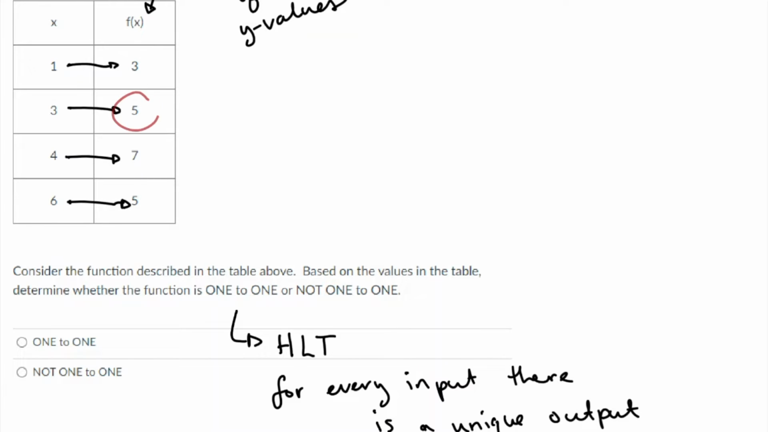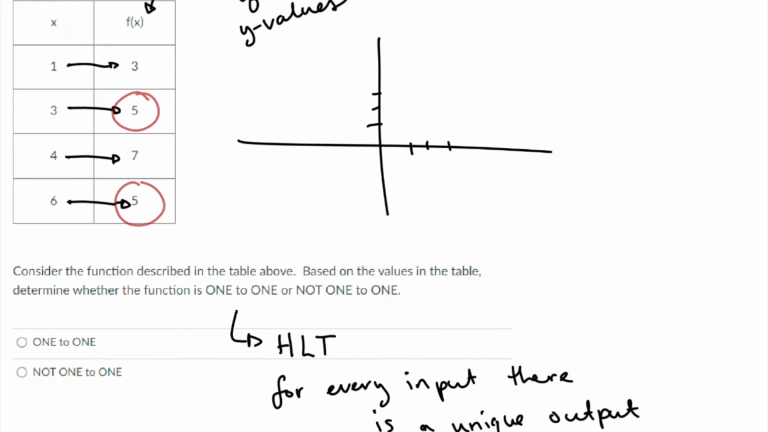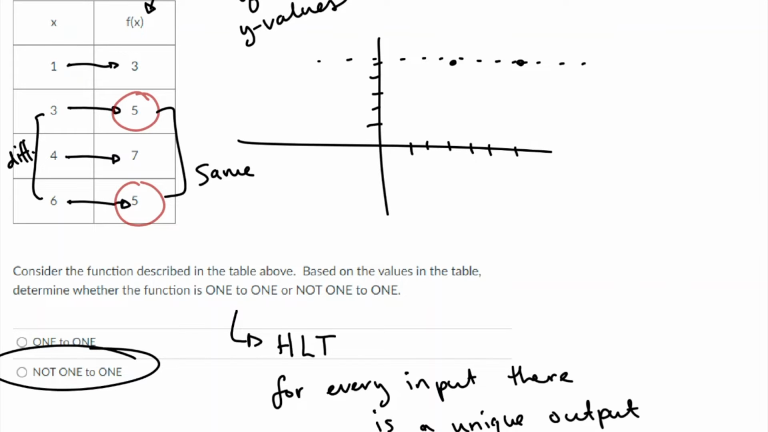We've got 2 repeats. And in fact, if I graph these points, 1, 2, 3, 1, 2, 3, 4, 5, that's at 6, 6 is at 5. This function would not pass the horizontal line test because I've got 2 output values at 5. So because I've got the same output for different x values, it's not 1-to-1.